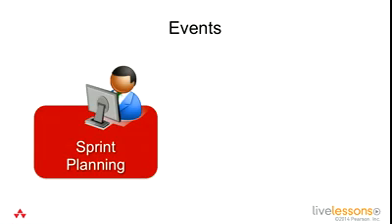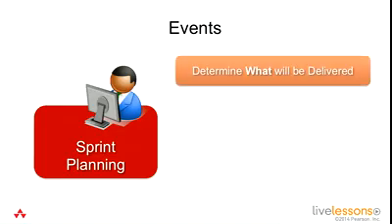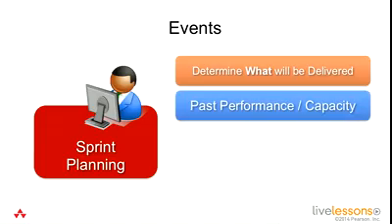Now I'd like to talk about some of the events in Scrum, and the first one is sprint planning. Sprint planning occurs at the beginning of the sprint, and it's determining what will be delivered. So which items from that product backlog are we going to work on during this iteration, this sprint. We want to base that on past performance and capacity.